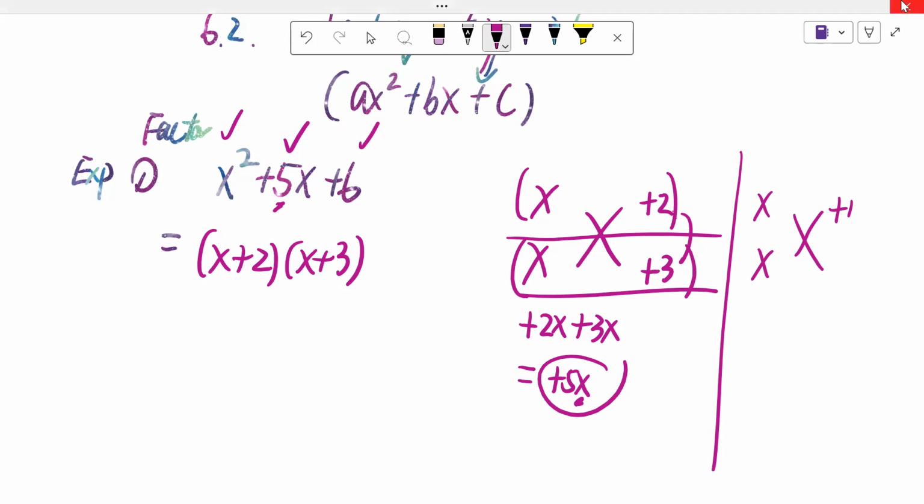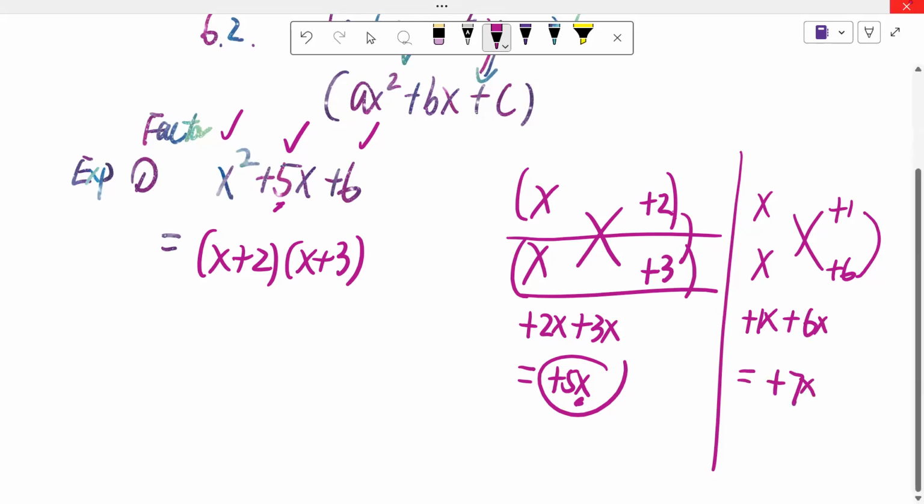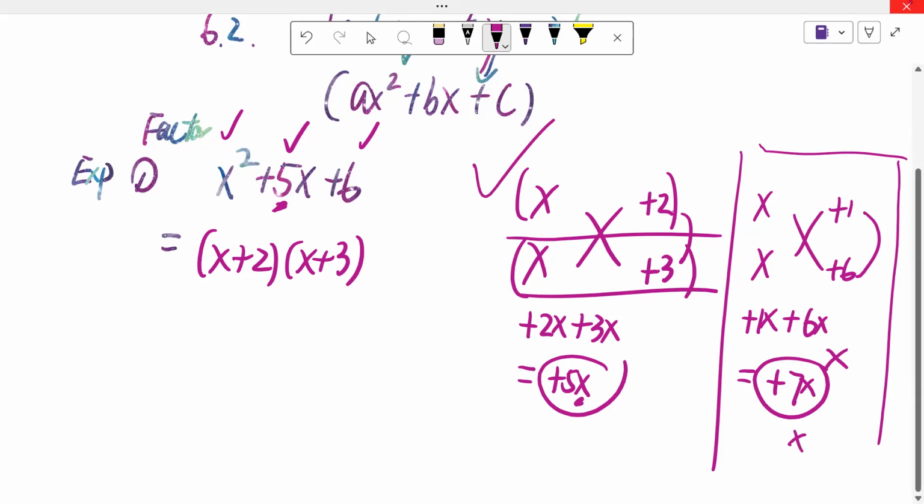So, 1 and 6. If you do that, it's still 1 times 6, you still get 6. So the first and last terms are confirmed, but not the middle term. You do plus 1 times x is plus 1x, plus 6 times x is adding 6x, and if you combine them, you get 7x. And that's not good, right? It's not the same as the middle term. That's why this is not good. This is the good one.